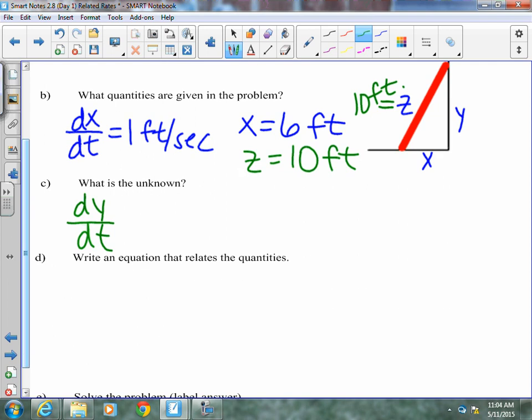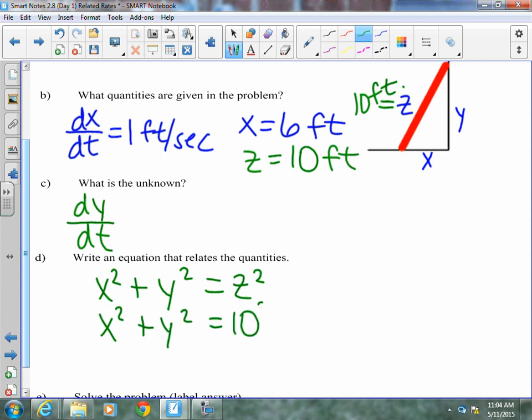We do. Pythagorean theorem. Is there anything in the Pythagorean theorem that never changes? Does x, y, or z, do any of them have the property that they are always that value? And they do. z is always 10, so x squared plus y squared equals 100.